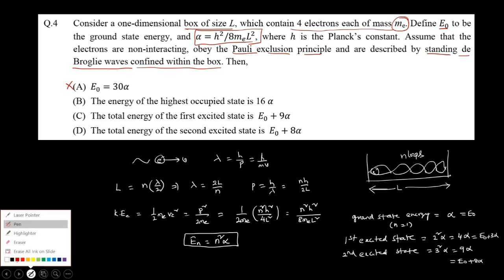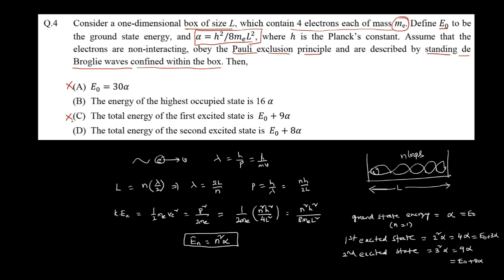So obviously we can say that from this, option C is wrong, and the total energy of the second excited state I can write down as E naught plus 8 alpha. I can say that option D is correct. But what about the energy of the highest occupied state? So what is the energy of the highest occupied state?